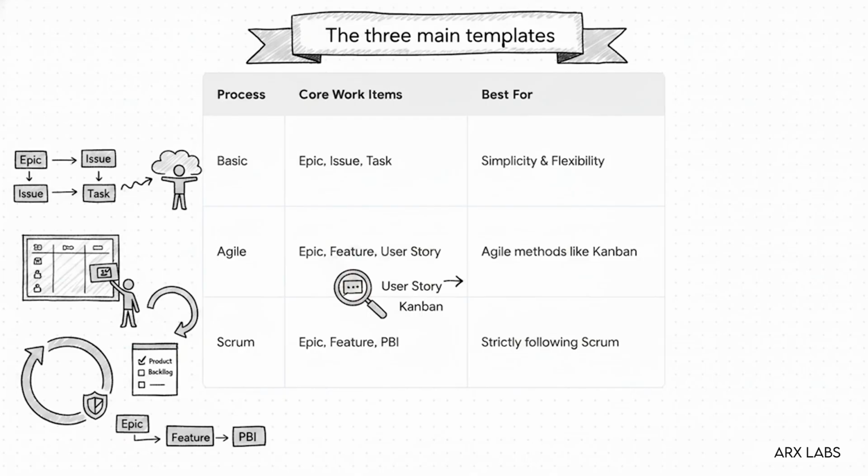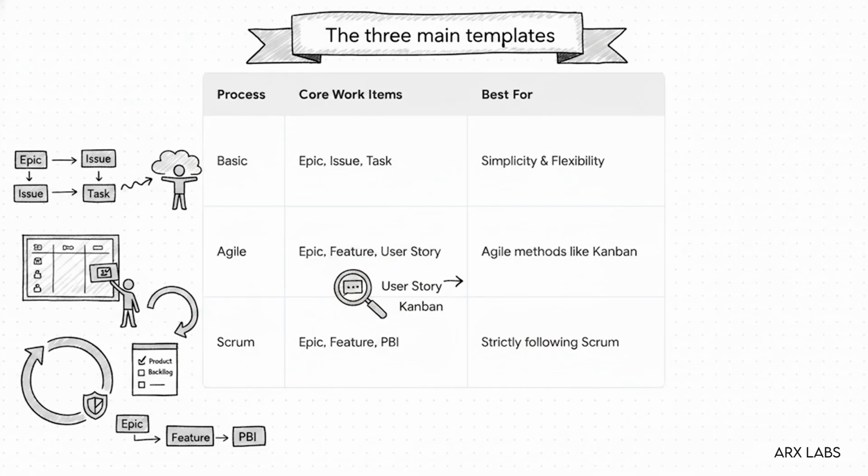Let's break this down. Basic is exactly what it sounds like: super simple. You get epics, issues, and tasks. That's it. It's perfect for a small team that just wants to track work without a lot of overhead. Next is the Agile template. This one adds features and user stories. It's great for teams that are agile. Maybe they use something like Kanban, but they don't follow all the strict rules of Scrum.